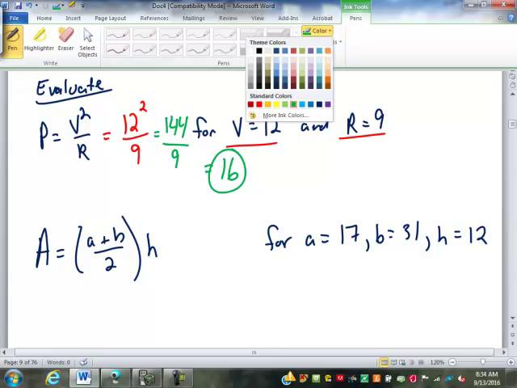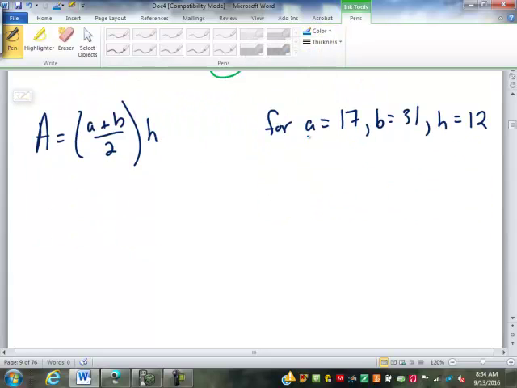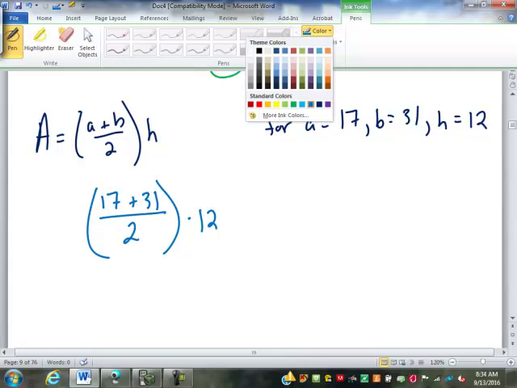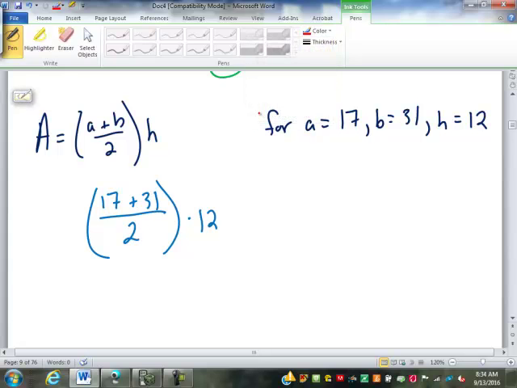So then down here, evaluate the a plus b over 2 times h. For a equals 17, so I put 17 where the a is, plus b equals 31, so I put 31 there, over 2, that's not going to change. Put in my parentheses, and then times h, which I'm going to put in the 12. Here, of course, I have the enclosing symbols, the parentheses. So I have to start in there.